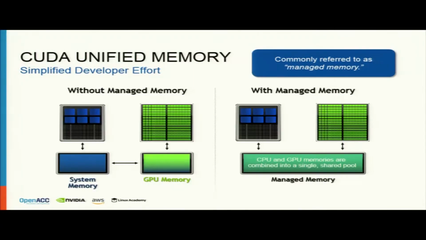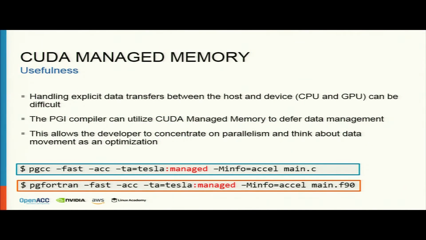Now, that is what you saw in your previous case. If you remember, you said -ta=tesla:managed. Now, this managed is not an OpenACC feature, by the way. It's very specific to the hardware. That's why it is after the colon, right? OpenACC states that it's -ta equal to something. It does not state what comes after the colon. What comes after the colon is specific to a compiler.